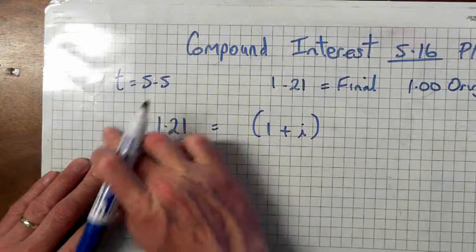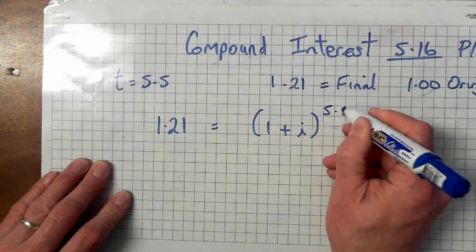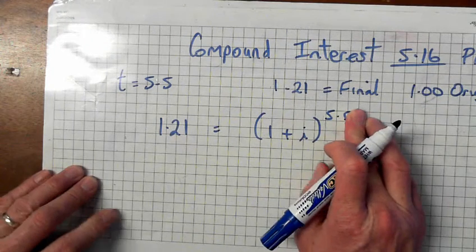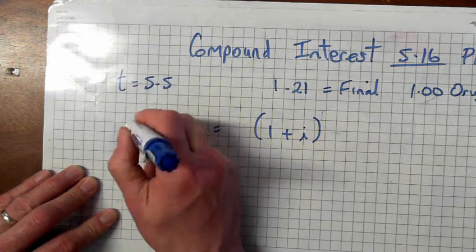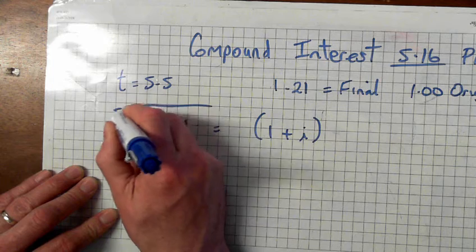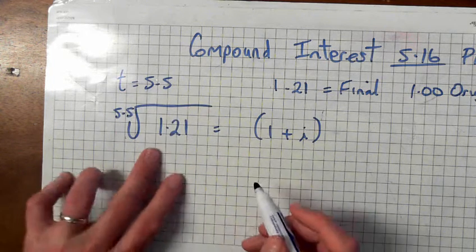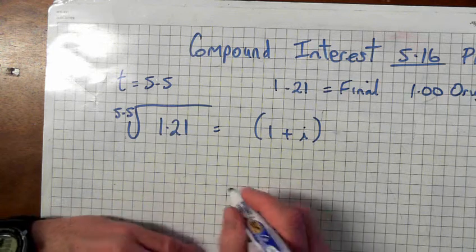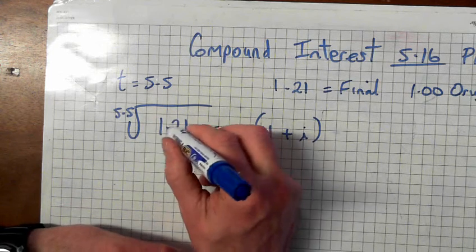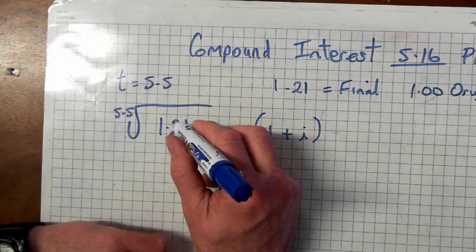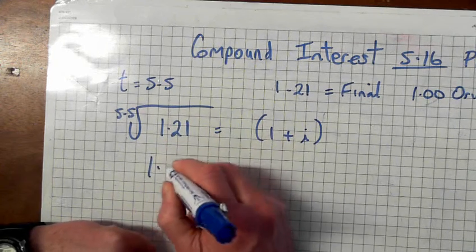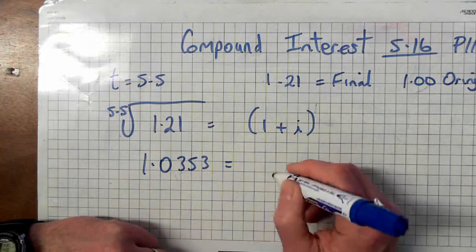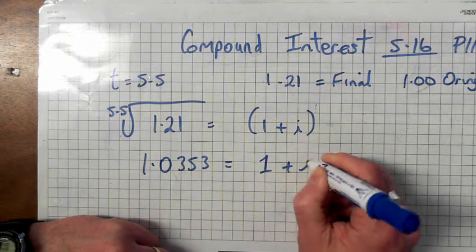But in this case, it's to the power of 5.5. So what I do, hold on for a second, to get rid of the 5.5, I get the 5.5th root. You can key that into your calculator. Hold on, lads. Right, when you get the 5.5th root of 1.21, you get 1.0353 is equal to 1 plus I.